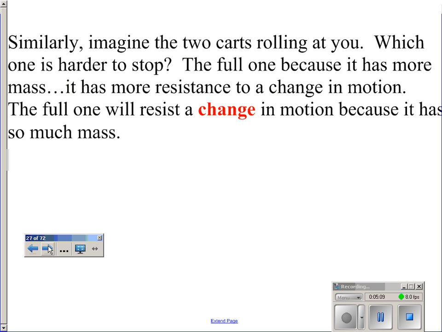Now similarly, imagine that the two carts are rolling at you. You're hanging out in the parking lot and these two shopping carts are rolling at you, and you want to stop them. So which one's going to be harder to stop? Well, again, the full one is going to be harder, because it has more mass. It has more resistance to a change in motion. So the full one resists a change in motion because it has so much mass.